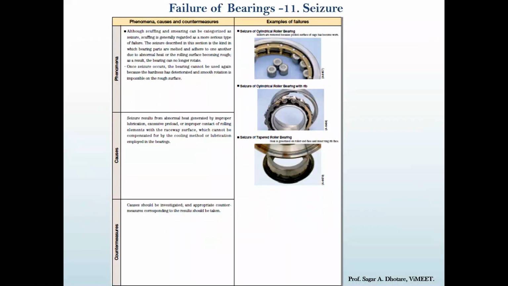Once the seizure occurs, the bearing cannot be used again because it loses its quality. The reason behind the seizure results from abnormal heat generated by improper lubrication, excessive preloading, or improper contact of a rolling element with the raceway surface, which cannot be compensated for by the cooling method or lubricating method employed in the bearing. So proper lubrication can reduce the seizure failure.